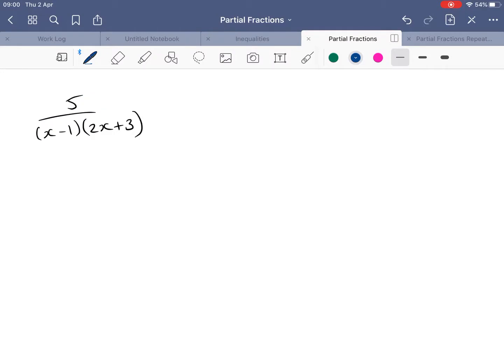I will do this other example now. So again, this time I've just got 5 over (x minus 1) multiplied by (2x plus 3). So again, hopefully you can see that would come from the 2 fractions, a over x minus 1 plus b over 2x plus 3. So we take that right hand side, we simplify it.